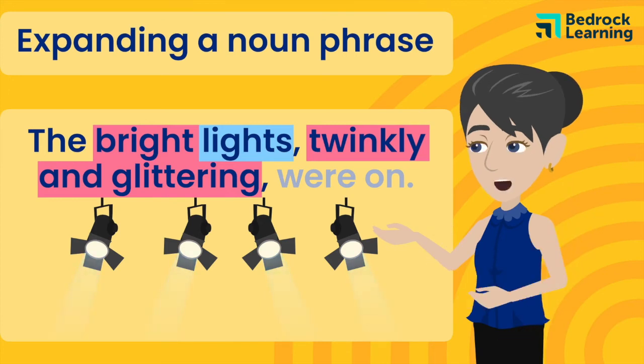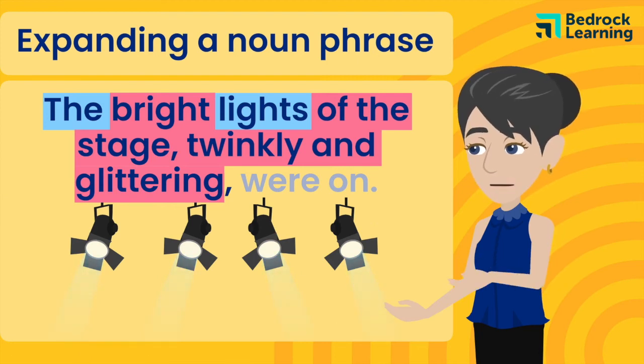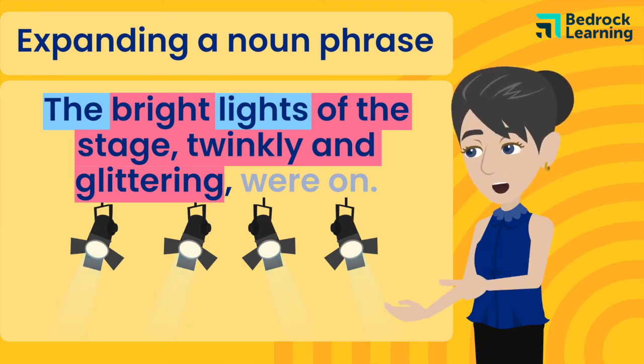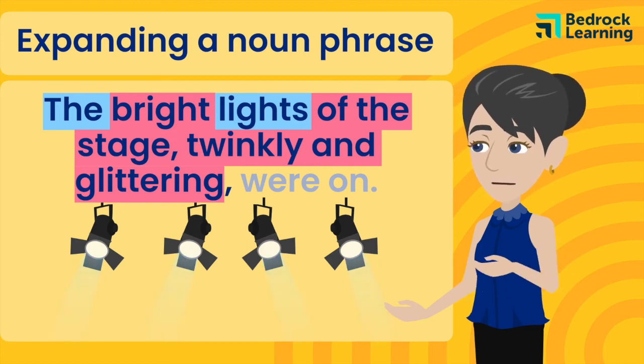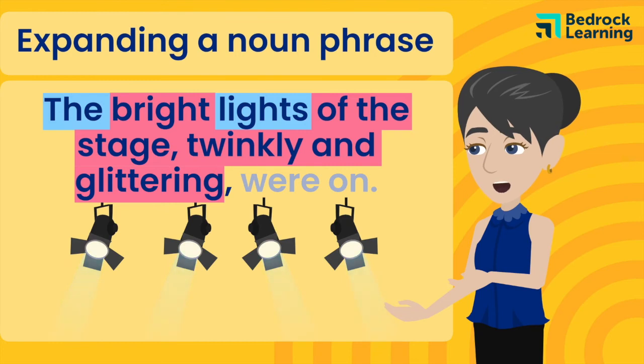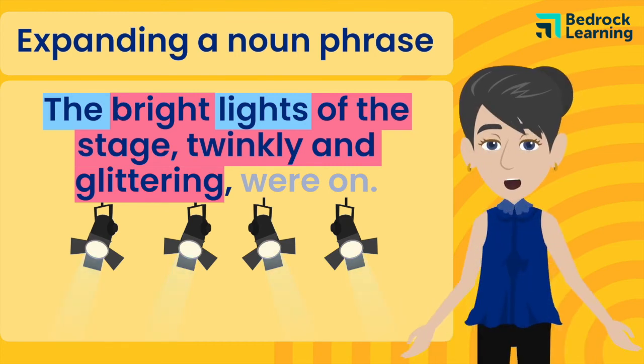We can add individual adjectives like we see here. Or we can add a whole phrase that works like an adjective. The writer has added of the stage. This phrase is called an adjectival phrase because it behaves like an adjective, giving us more information about the noun phrase. Do you see how, by expanding the noun phrase, the description is far more vivid for the reader?